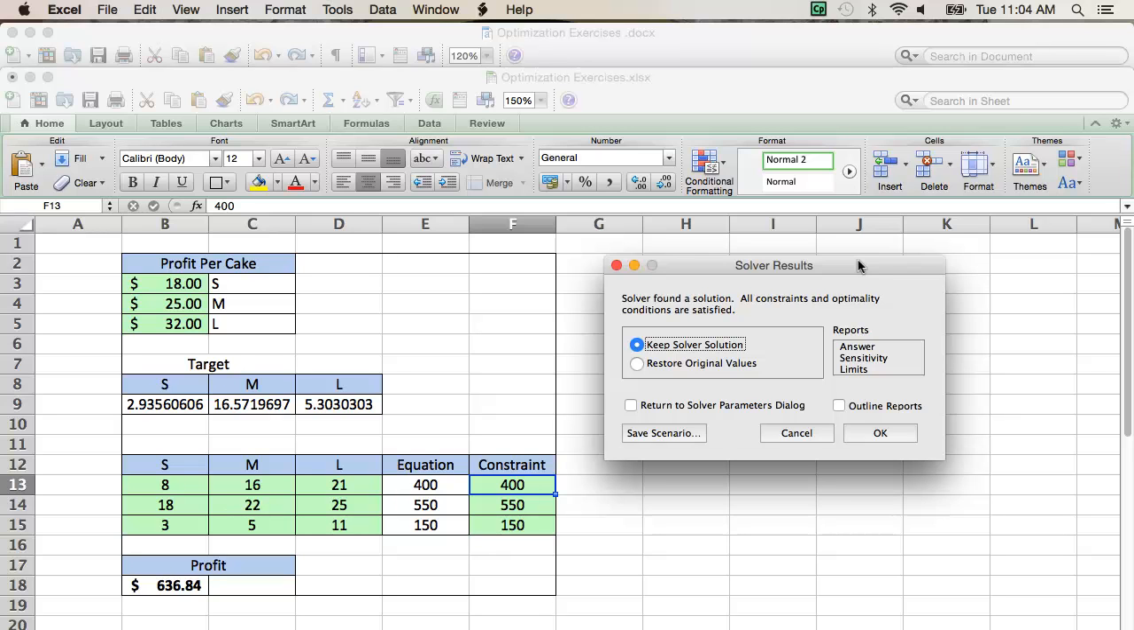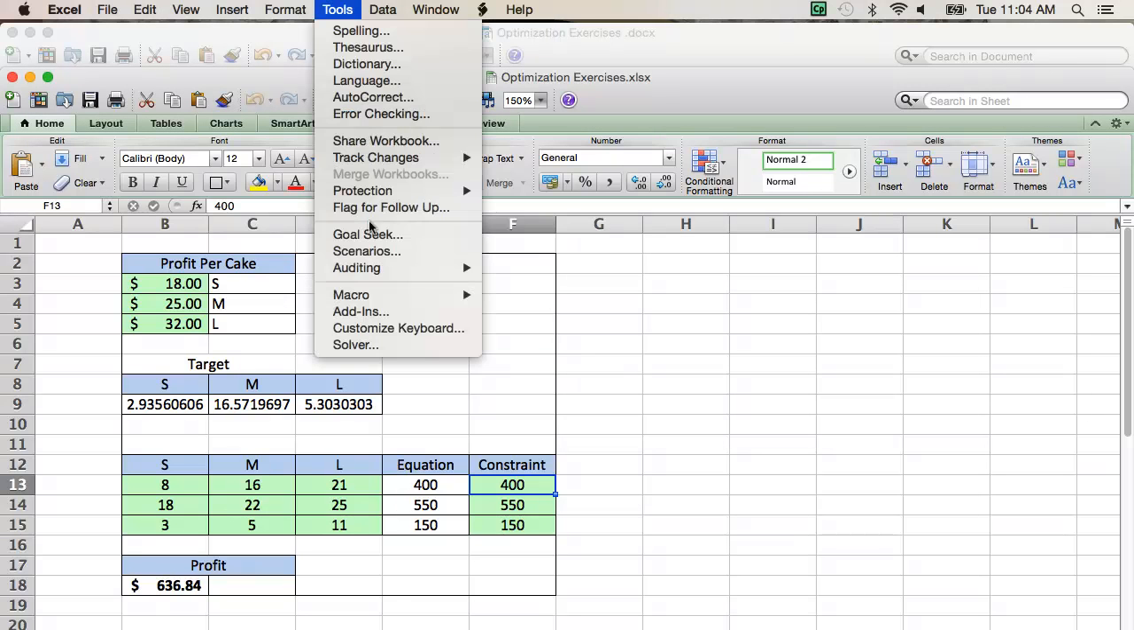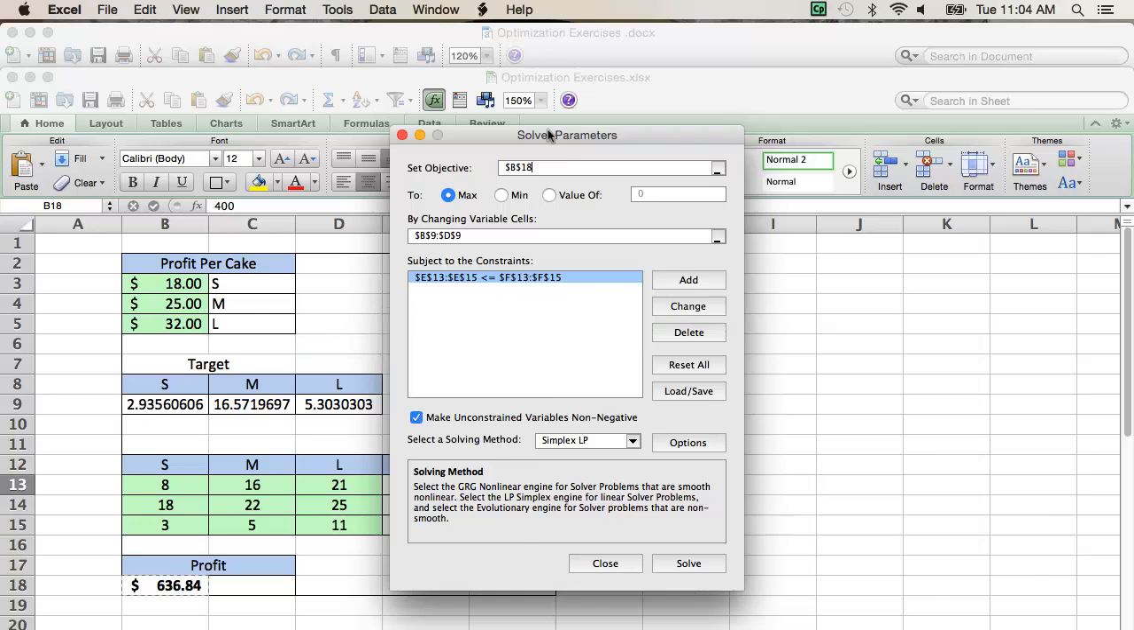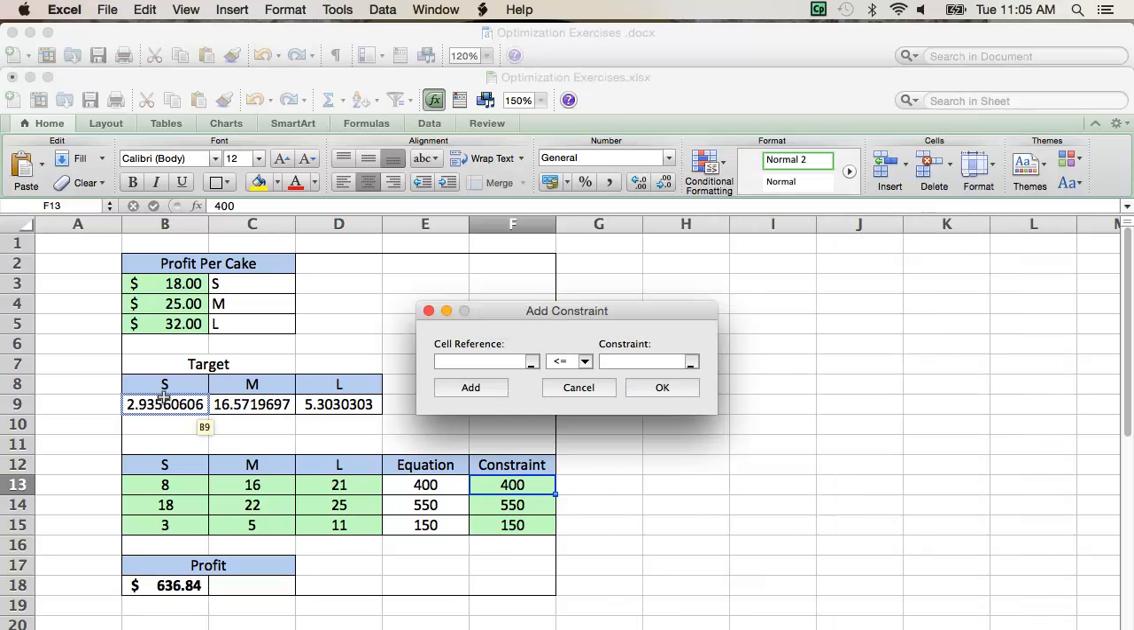So we'd like to, either by trial and error, simply changing, rounding up or rounding down the number of small, medium, and large, or we can add an integer constraint. For example, we would like these cells to be integers.